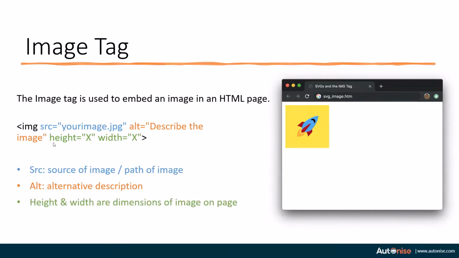Next, the height and the width are self-explanatory. They specify the dimensions of the image on the page. So, height will specify the height of the image and width will specify the width of the image. As you might have noticed, image does not have an end tag. So it just has an opening tag and no closing tag.